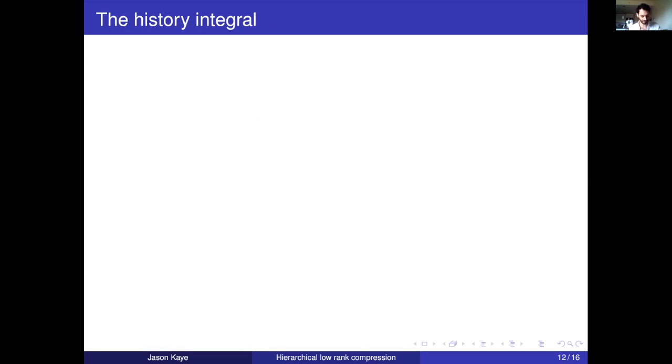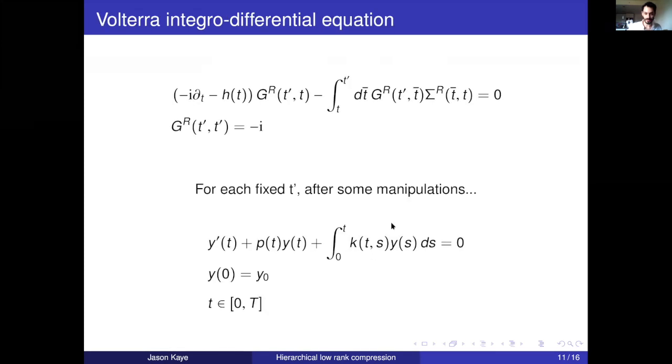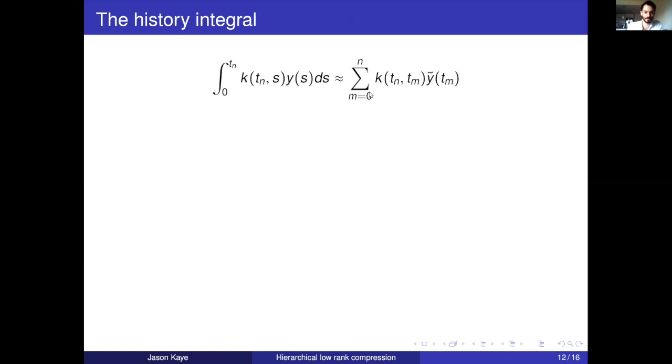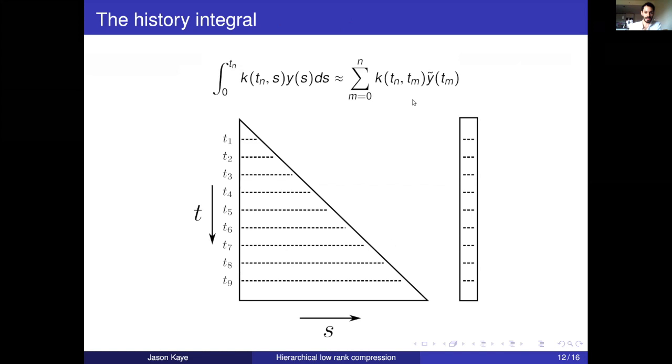This history integral is the main object we want to focus on. We're going to try to reduce the cost of computing it, and also reduce the cost of storing all of these objects. If I fix some time step Tn, we get this. Here I've discretized this integral by some quadrature rule, so you have some quadrature weights going into the y. That's why you get y tilde. What I want you to see first is that you can think of the collection of all of these history integrals as a big triangular matrix vector product.